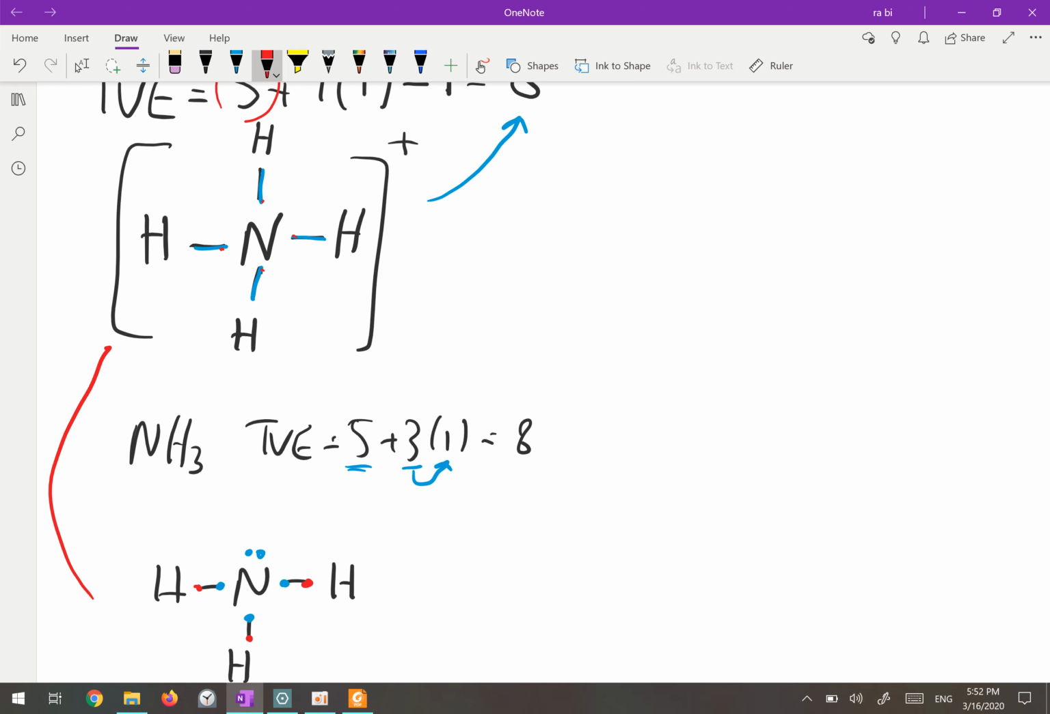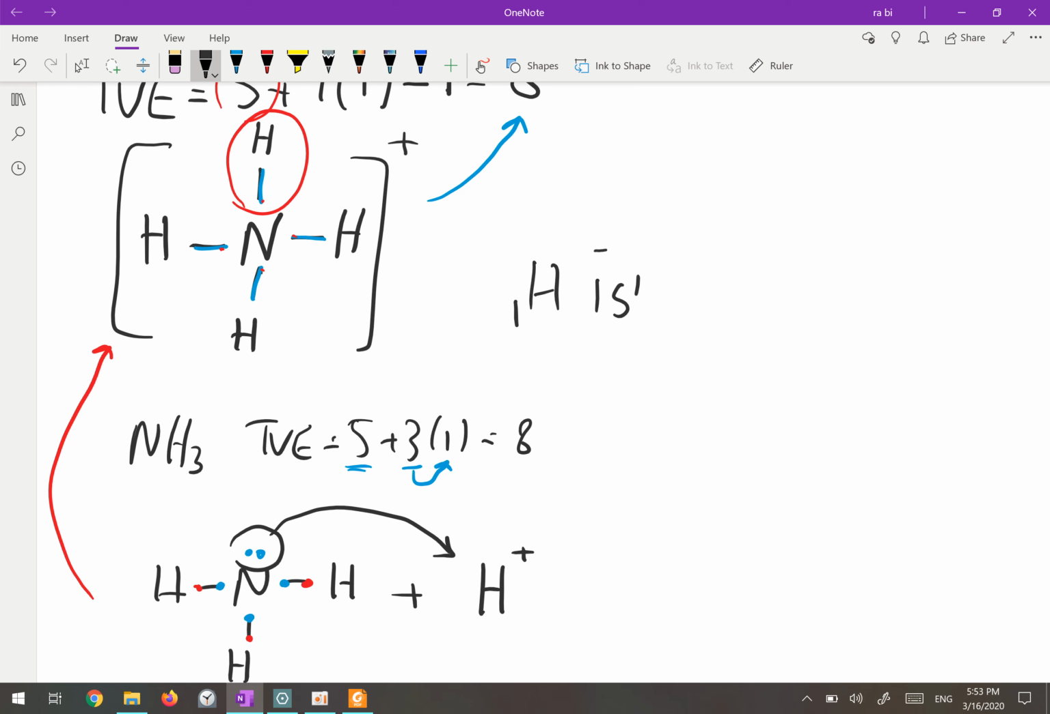Now compare this structure with this one. You have 1 extra hydrogen here. So what happened here? Here the H plus comes in, and this nitrogen shares its lone pair from one side with this H plus. You know that hydrogen has 1 electron, so it's 1s1. In its 1s orbital it has only 1 electron. When it becomes H plus, this electron goes, so it doesn't have anything in the 1s orbital.